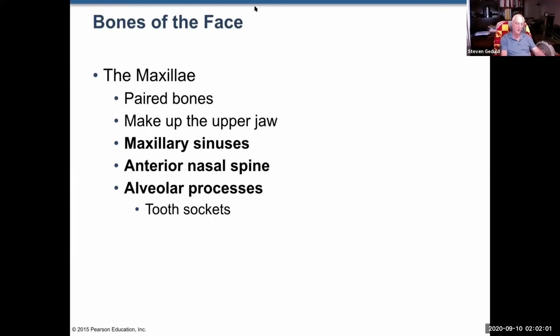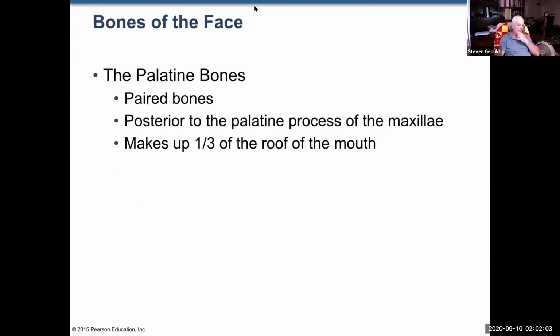That's your alveolar process. The palatine bone. The palatine bone is the roof of your mouth, the hard palate. You have a hard palate and a soft palate. If you put your tongue up there and trace it back, about 2/3 of the way back, it'll get soft. So you have a hard palate, which is bony, then the soft palate, which is all soft tissue. That's your palatine bone. It's posterior to the palatine process of the maxilla, makes up 1/3 of the roof of the mouth. The other 2/3 is the soft palate.